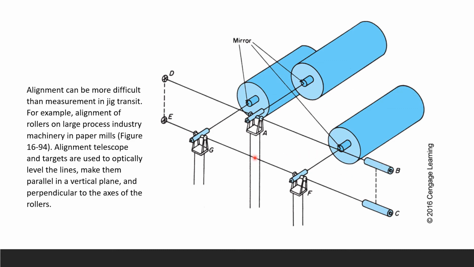And here it is showing you one of the several methods that can be done, and you have to use each JIG Transit for each roller here to get the alignment straight. So why do we need the alignment? Because you are in a process industry, industrial machinery, and in this case, it is a paper mill.